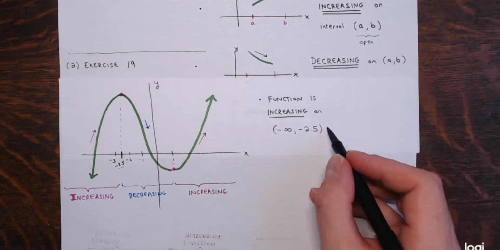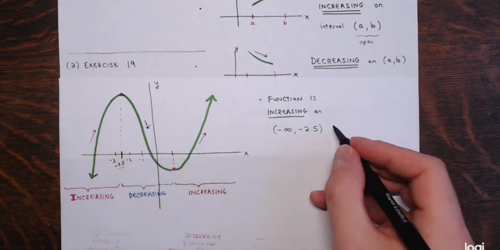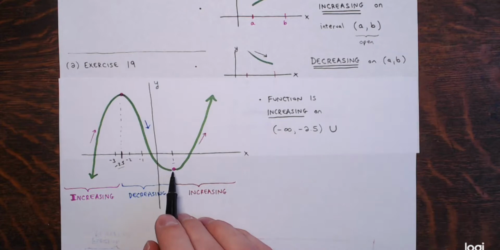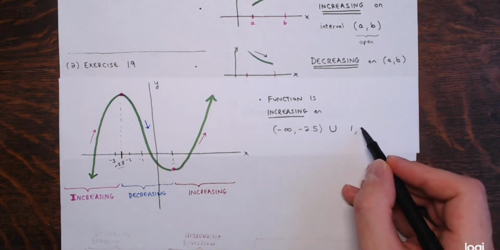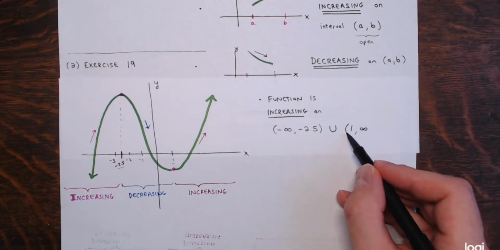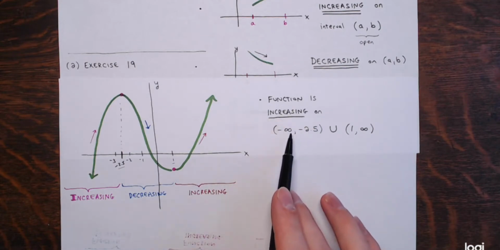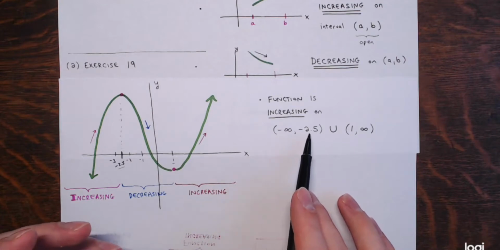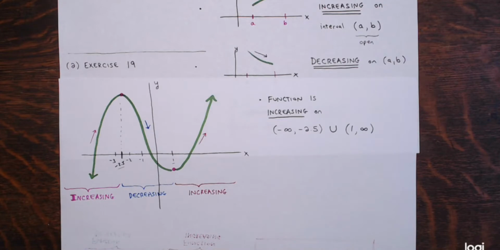And then to represent the gap, because there's a gap where it's not increasing anymore, it's decreasing, I put a union here for the gap. And then from 1 onward, from x equals 1 to infinity, the function is increasing again. And once again, make these open intervals, parentheses everywhere. So they would say the function is increasing on the interval from -infinity to -2.5, or from 1 to infinity, the union of those two.